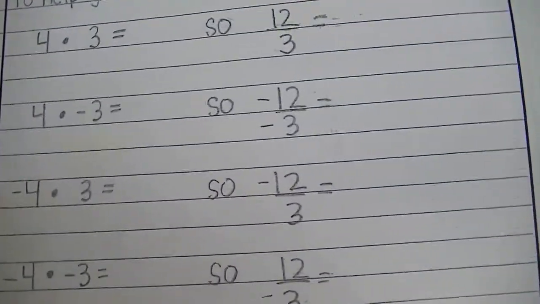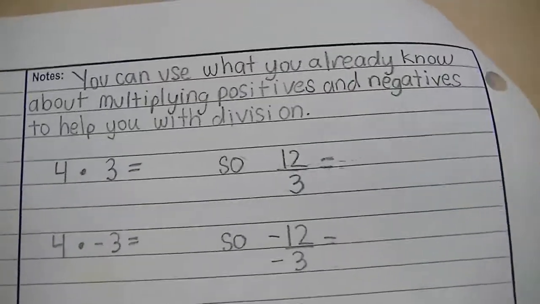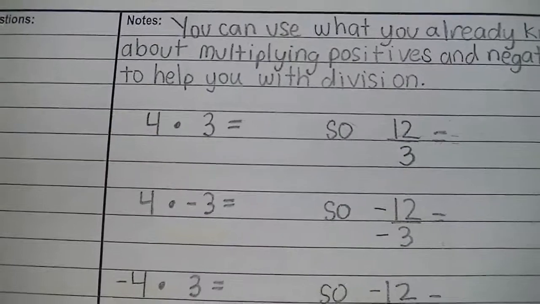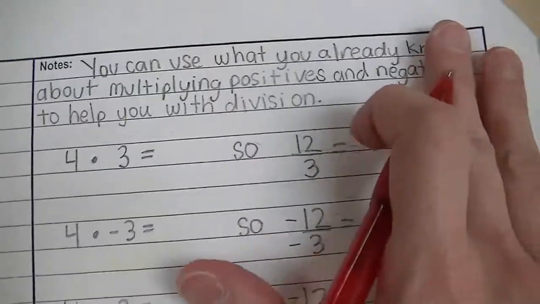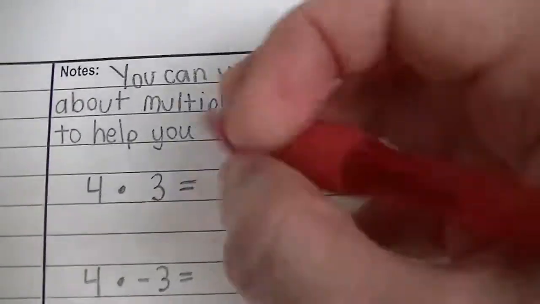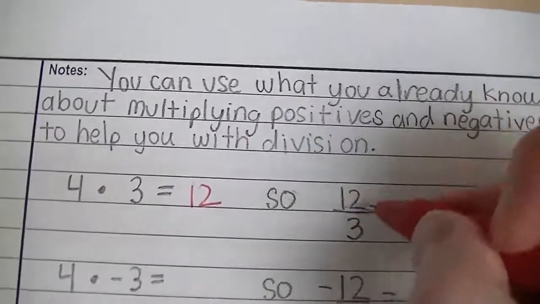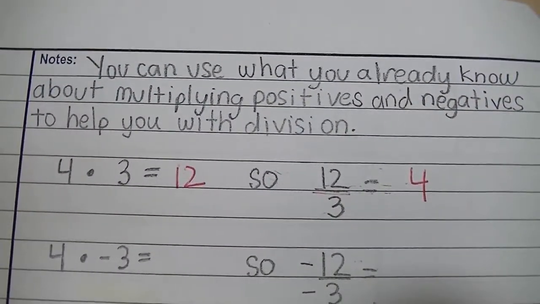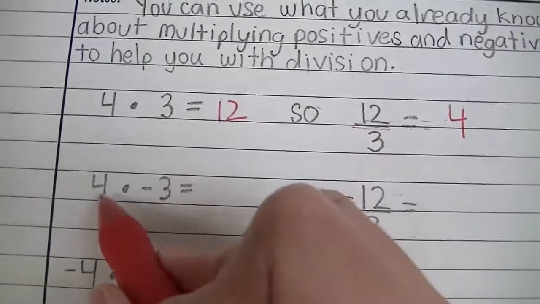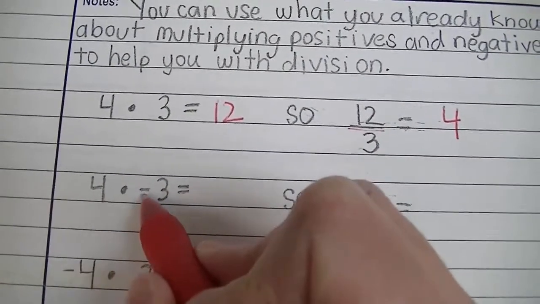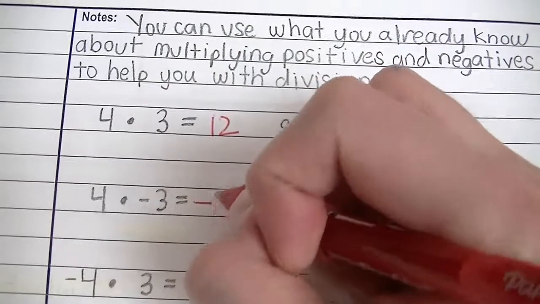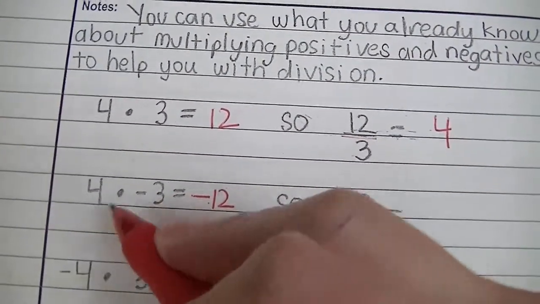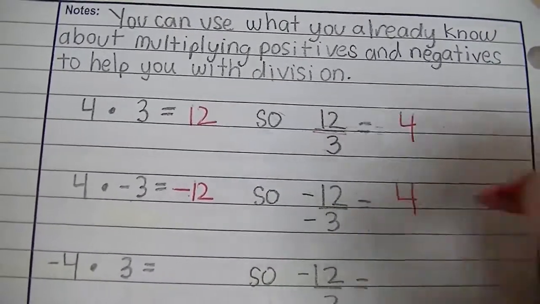So you can use what you already know about multiplying positives and negatives to help you with division. So just kind of work with the fact families that you already know. 4 times 3 is 12, so 12 divided by 3 is going to be 4. 4 multiplied by a negative 3 is going to give you a negative 12. So negative 12 divided by negative 3 is going to give you a positive 4.